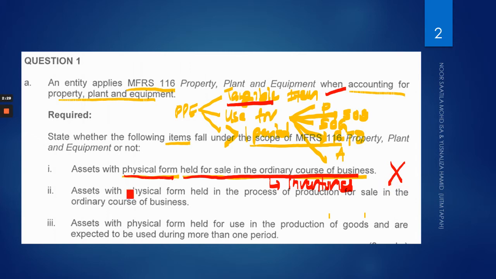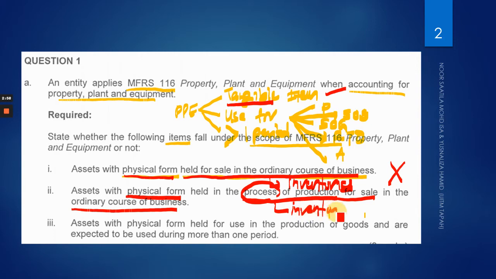Next one, we have another asset that also has physical form. Yes, it fulfills the definition of a tangible item under PPE, and it is held in the process of production, for sale, in the ordinary course of business. So if it is held in the process of production, this is again an inventory. Maybe it's a fabric, for example. It is used in the process of production of maybe some kind of shawl, or maybe some dress, right? So that fabric is a physical form perhaps, but it is used in the process of production, and that is not a PPE.